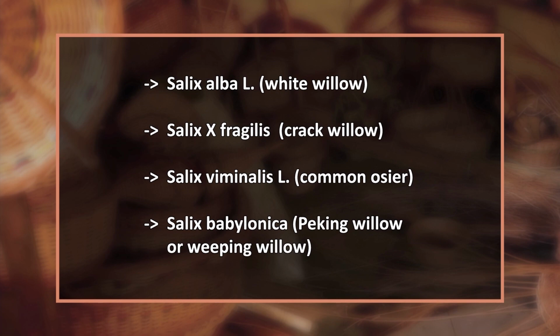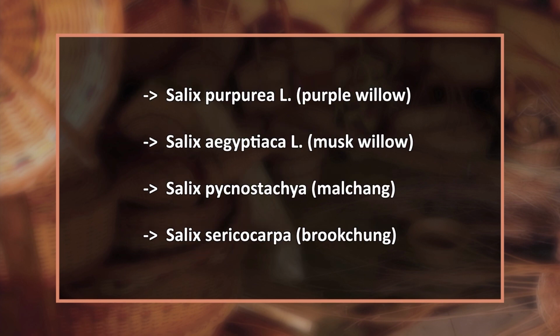According to Malik et al., the botanic and local names of some Salix species growing in Kashmir are as follows. Salix alba, commonly known as white willow, Salix fragilis, commonly known as crack willow, Salix viminalis, commonly known as common osier, Salix babylonica, commonly known as pecking willow or weeping willow, Salix purpurea, commonly known as purple willow, Salix aegyptica, commonly known as musk willow. Salix pycnostachya, which is here known as malshang, Salix sericocarpa, which is here known as bruchang.